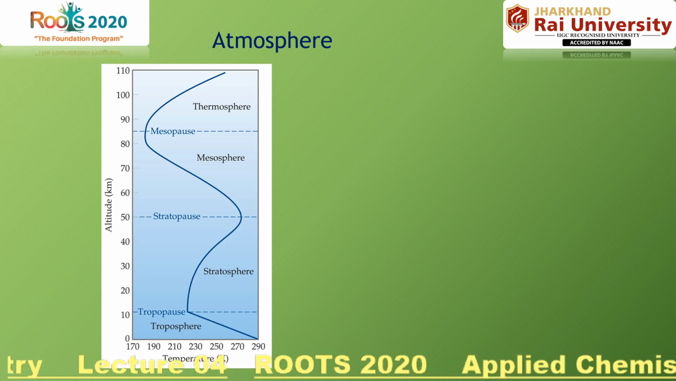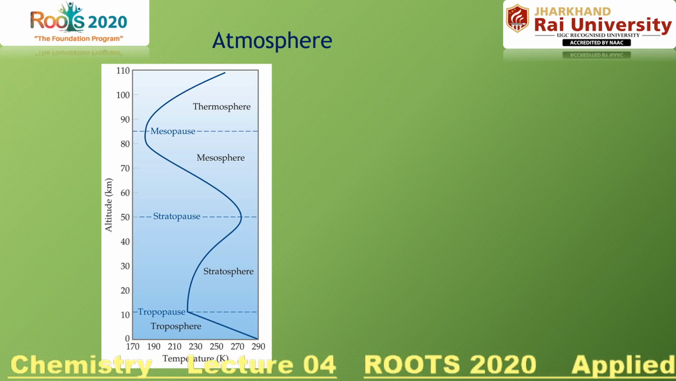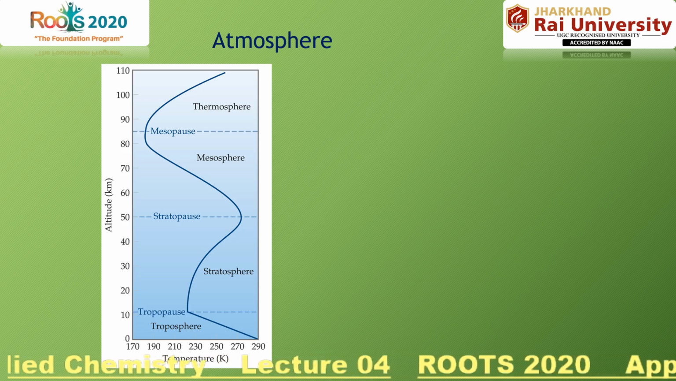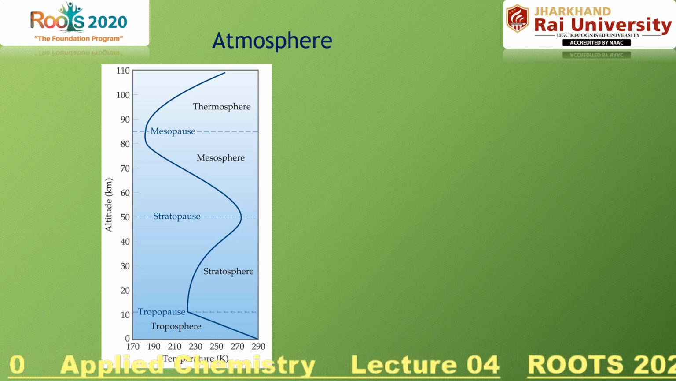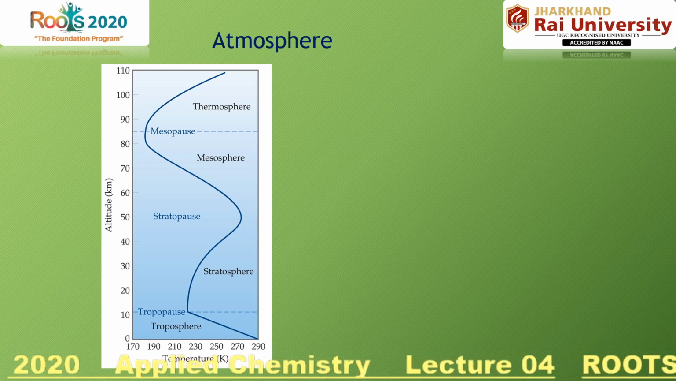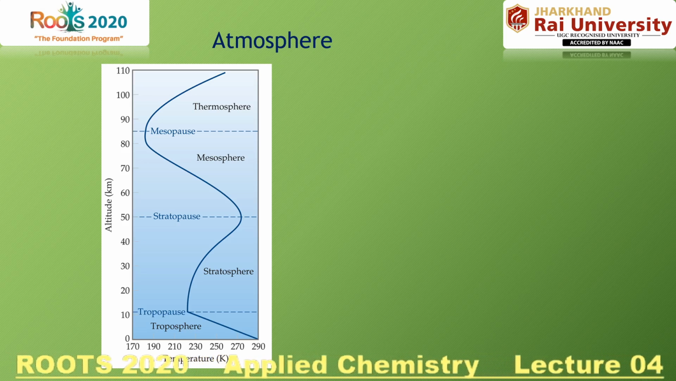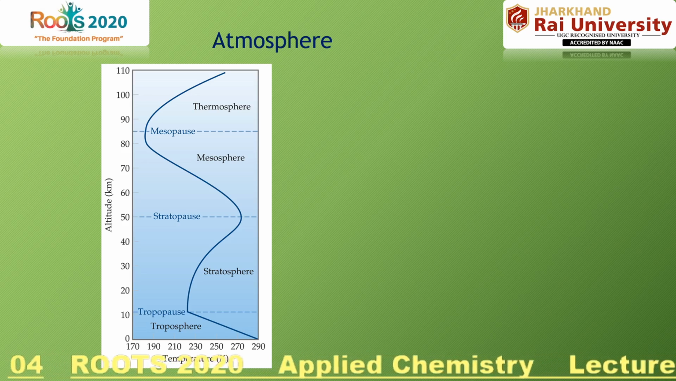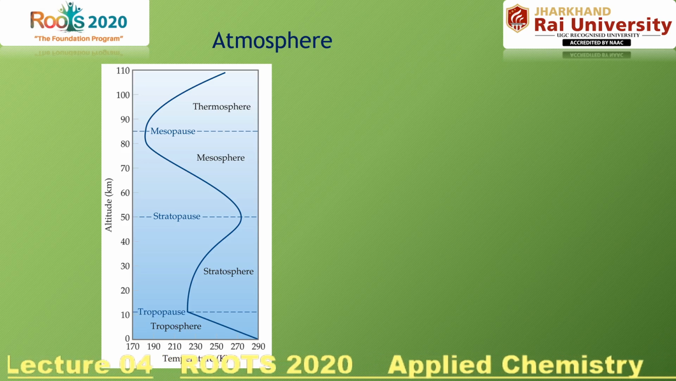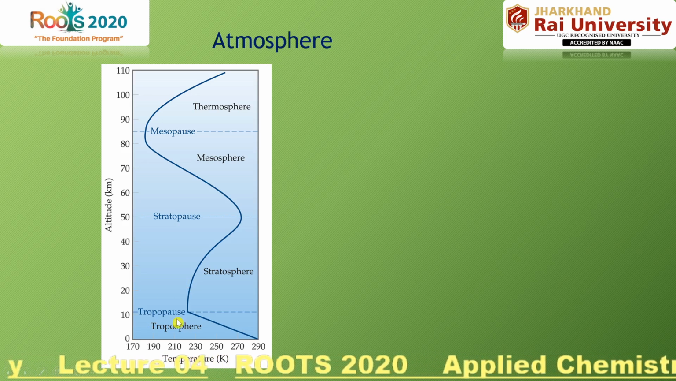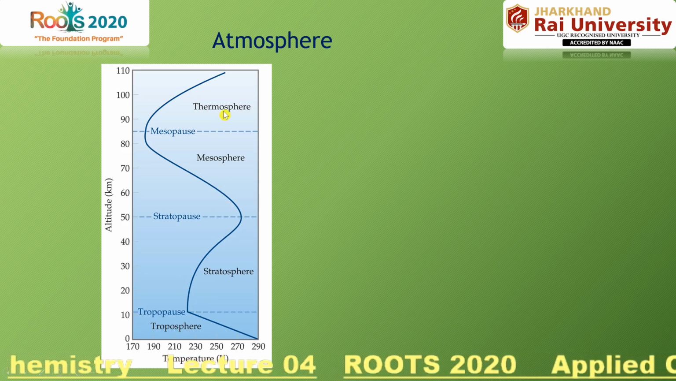There are four components of the earth system. I think you all know about this: the atmosphere, biosphere, lithosphere, and the hydrosphere. Atmosphere relates to the air, and all the air related problems we also discuss in the atmosphere part. There are various layers. The first one is the troposphere, then stratosphere, mesosphere, and thermosphere.